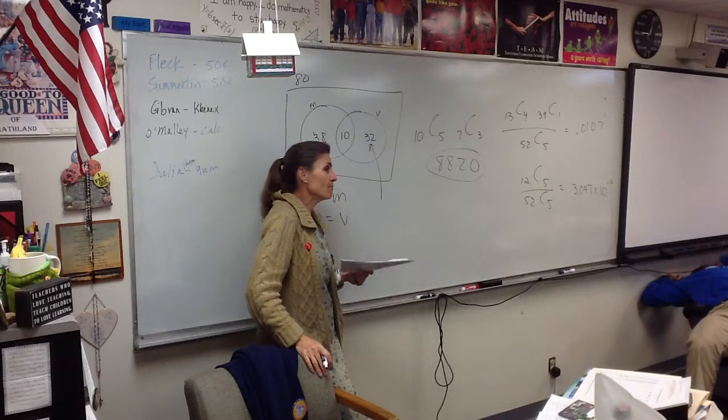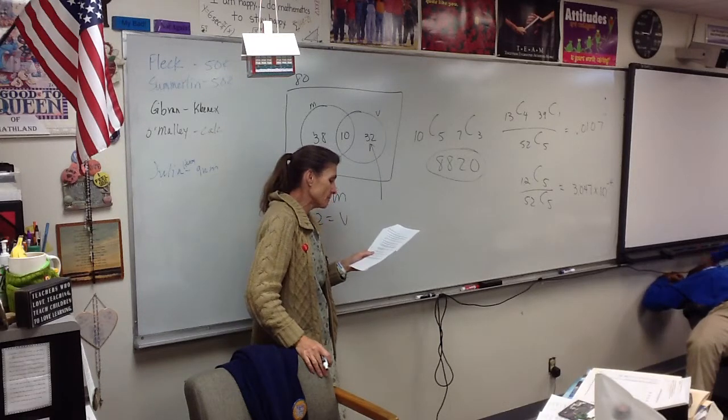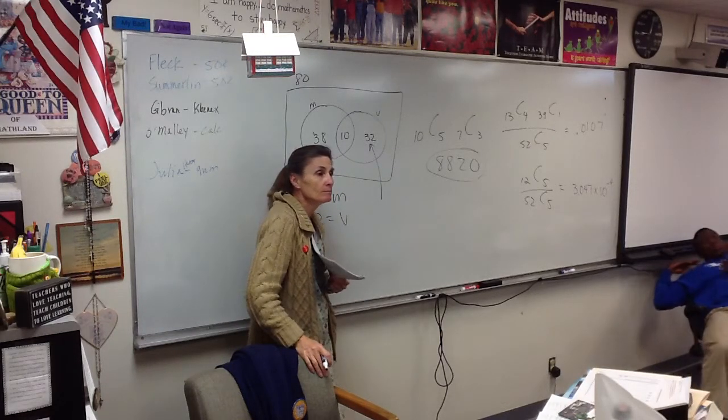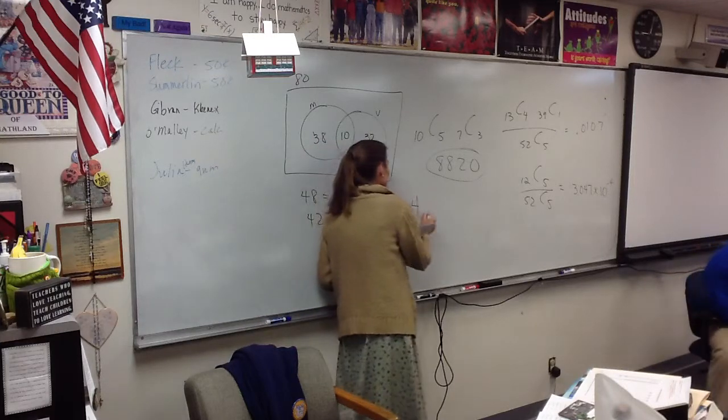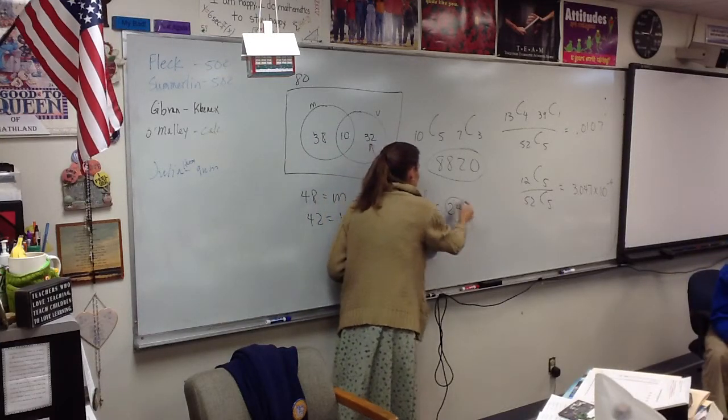How many ways can 4 unruly students be lined up in the hall? 4 factorial. 24.